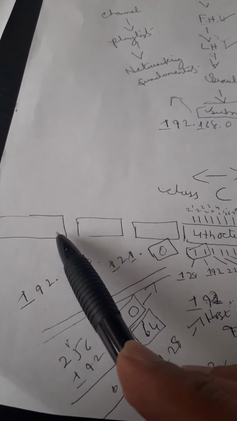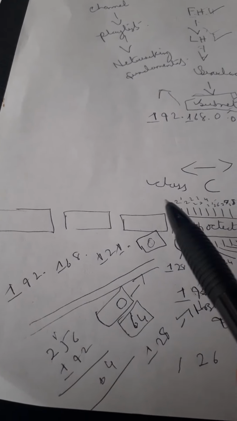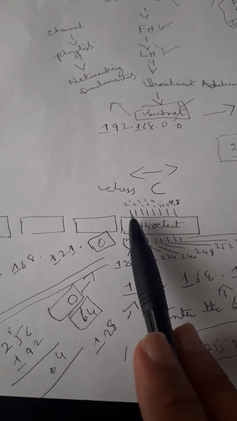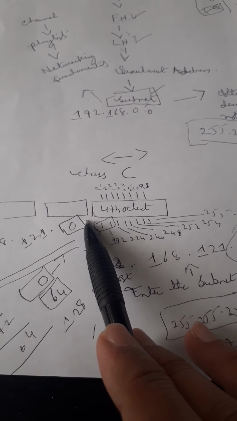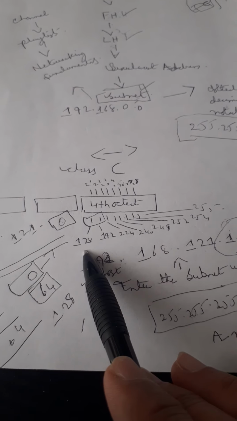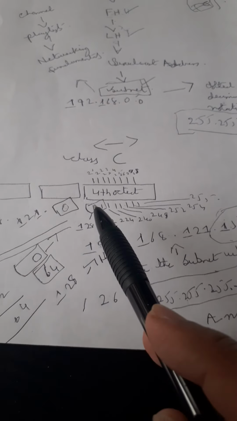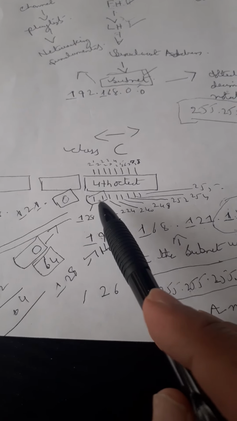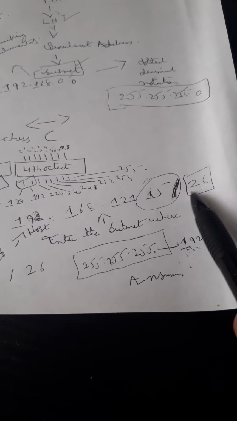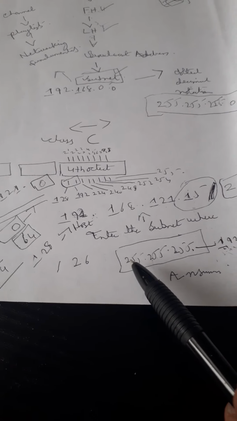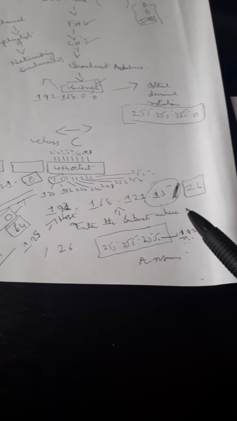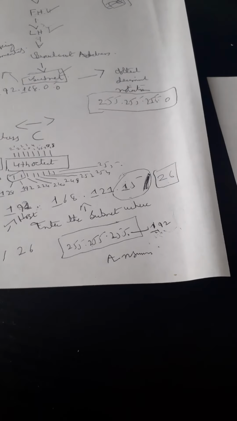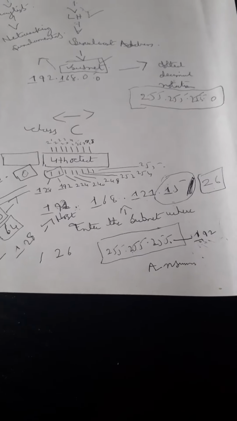That's 8 bits. That's 16 bits. 8 plus 8, 16. That's 24 bits. So we are starting class C from here. So let's see from here. Till here is 24 bits. That's the 25th bit, whose value is 128. The value of this bit is 128. That's /26. So we have /26. So our mask is going to be 255.255.255.192.